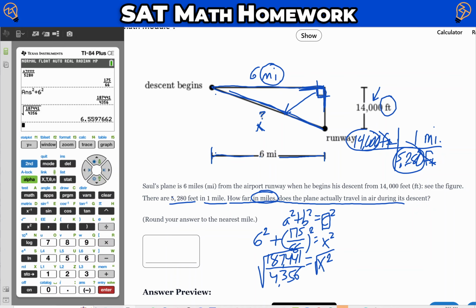They say to round our answer to the nearest mile, in other words, the nearest whole number. So we need to look at the number to the right of the decimal. And we know that a 5, 6, 7, 8, or 9 tells us to round up, whereas a 4, 3, 2, 1, or 0 says stay. So because it's a 5, we round up, and our answer is 7.